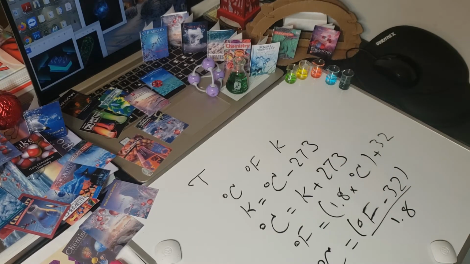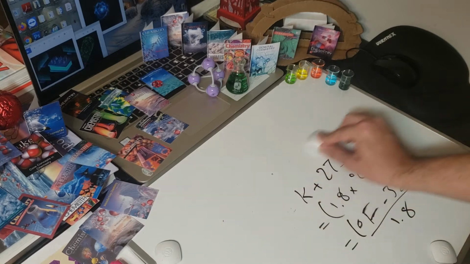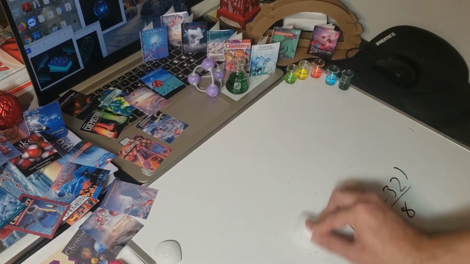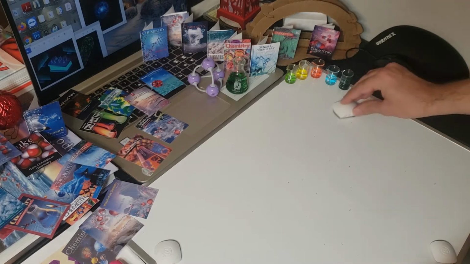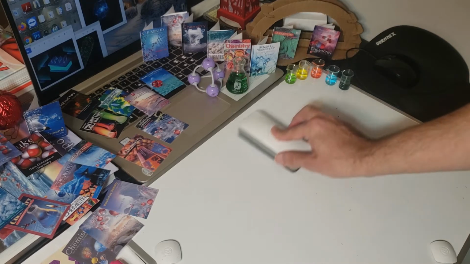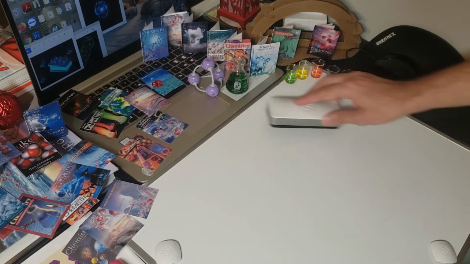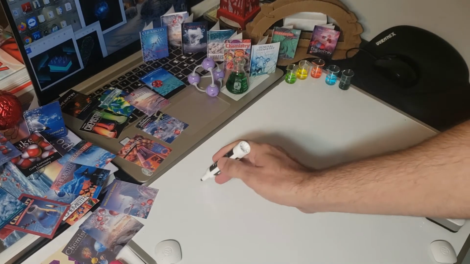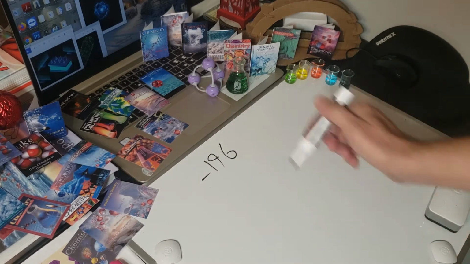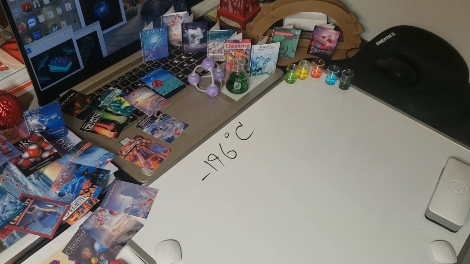So what I'm going to do here is quickly do some conversions that I think are useful. Liquid nitrogen is something some of you may have heard of. It's very, very cold stuff that you use if you want a temperature that is that cold. So let's talk about liquid nitrogen and its uses. We do know that liquid nitrogen boils at negative 196 degrees centigrade.